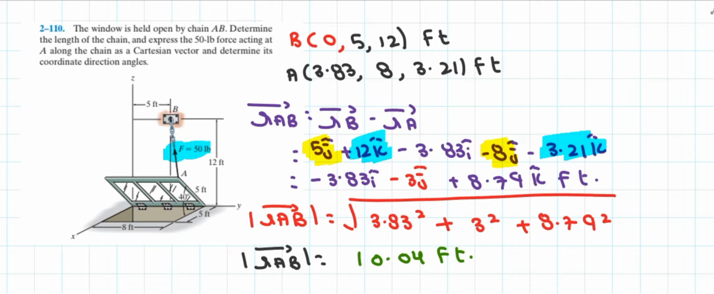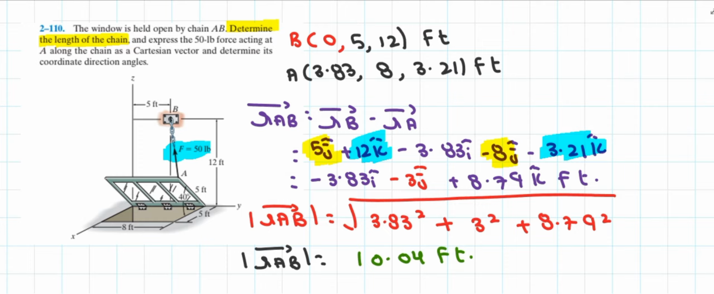So our first agenda is completed, that is to find the length of the chain. If you see the question statement, the yellow one is what we already found. So don't worry, that is the length of the AB chain, which represents the magnitude of the position vector we found.